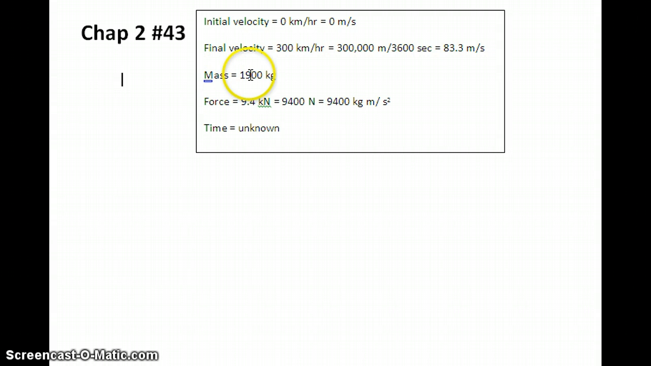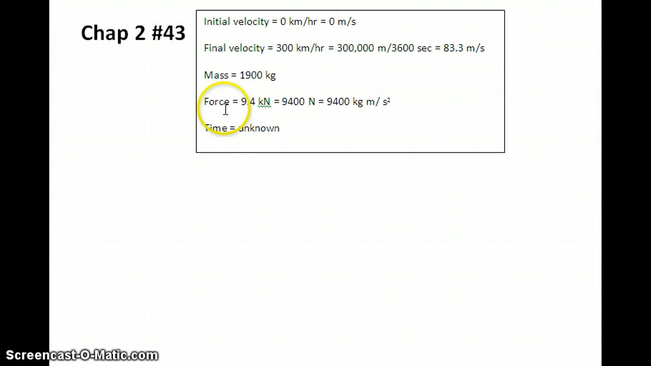Our mass is given at 1900 kilograms, as I said. The force is 9.4 kilonewtons, and a kilo means 1,000, so that's 9,400 newtons. And the SI units for newton would be kilogram meters per second squared. So the force is 9,400 kilogram meters per second squared. The time is what we've been asked to look for.